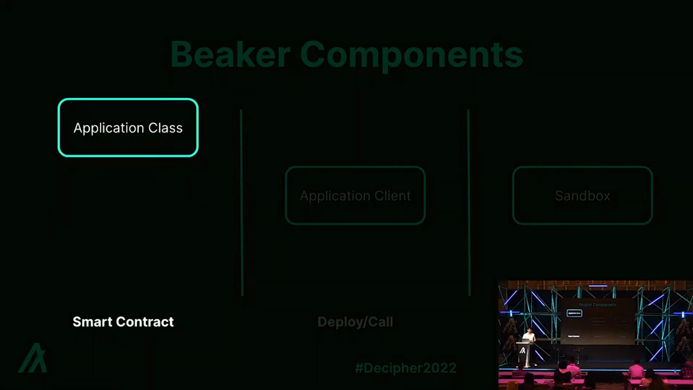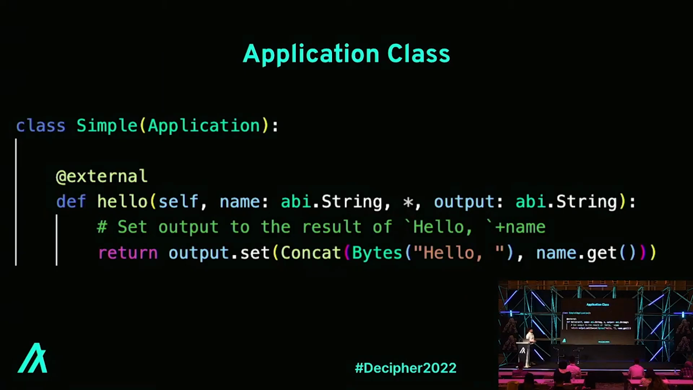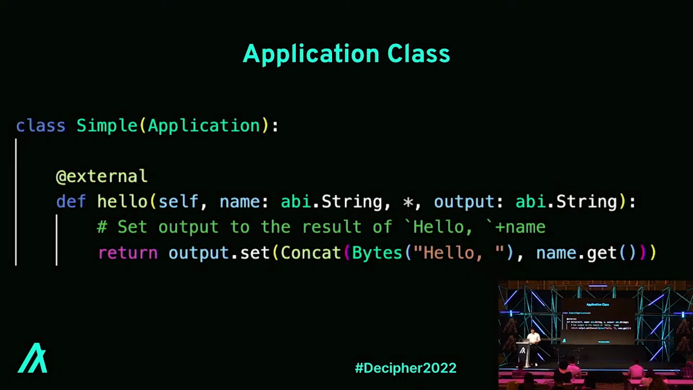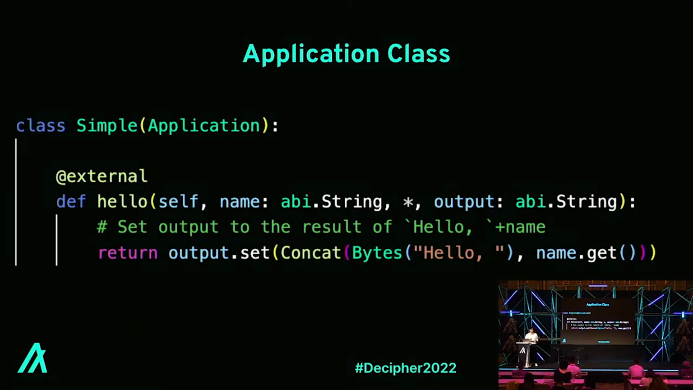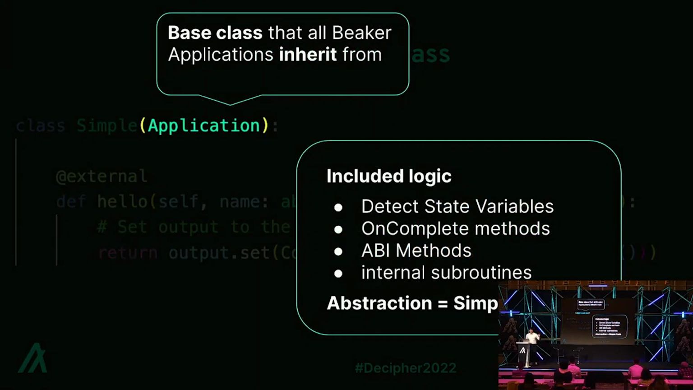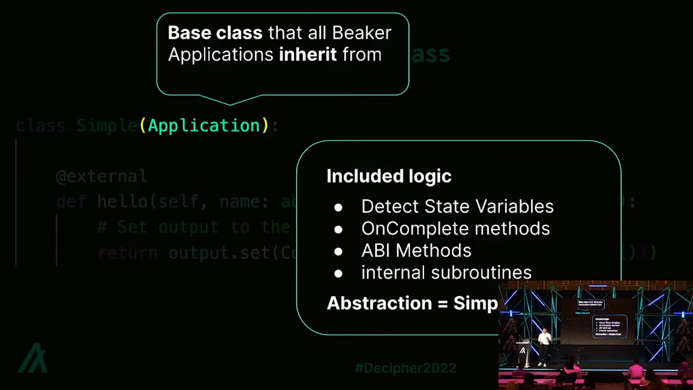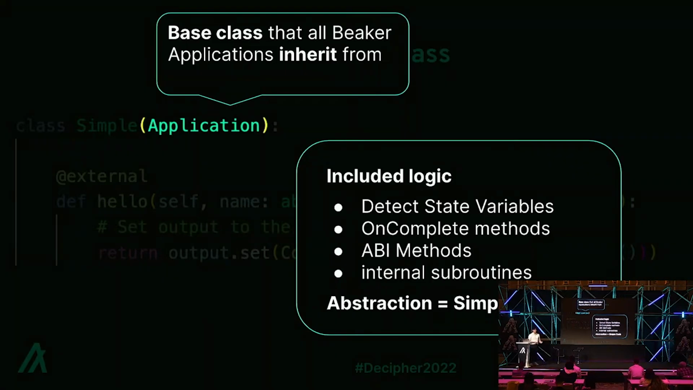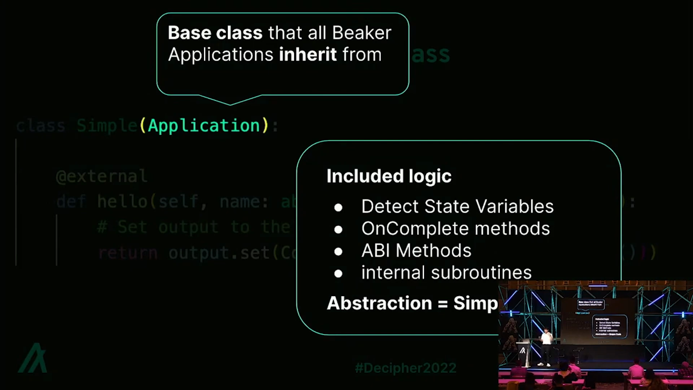Let's first talk about the application class. What you see on screen right now is a simple smart contract written with Beaker. It has one external method called hello, which returns hello with whatever argument you pass in. But I want you to focus on this highlighted code right here, the application class. We're inheriting this application class, but what is it? It's a base class that all Beaker contracts inherit from, and it provides basic functionalities that all Beaker contracts use. So it includes logic like detecting state variables, OnComplete methods, ABI methods, and internal subroutines. It's abstracting away all of these things, the routing and all that, which means your code will be much simpler.